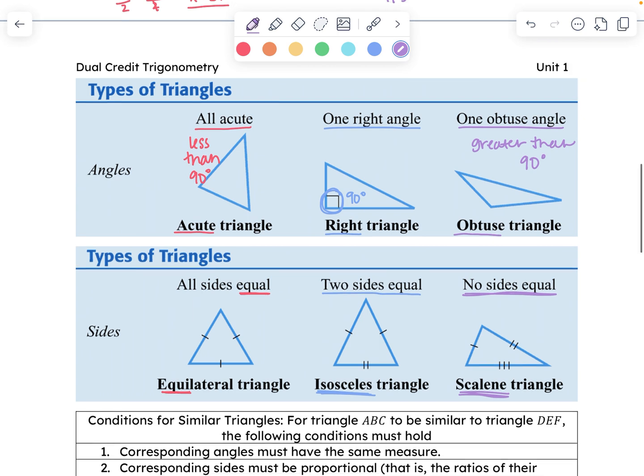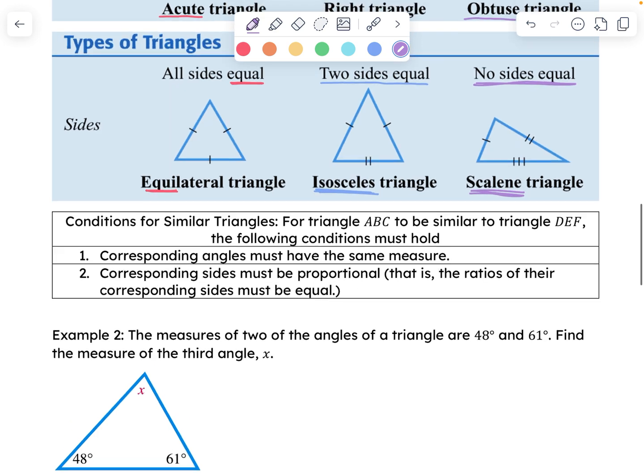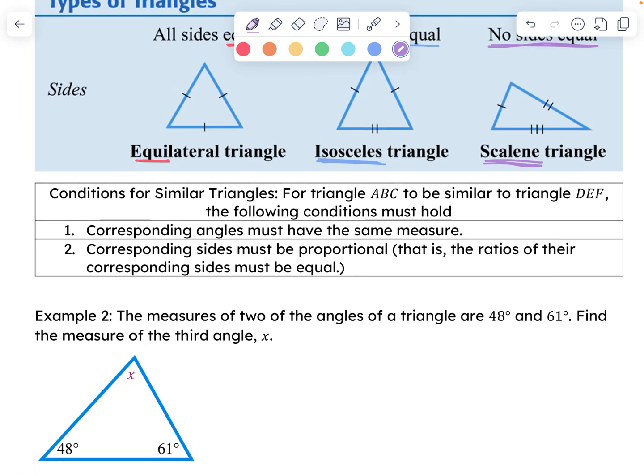Okay, then another thing that's helpful to remember about triangles is our conditions for triangles to be similar triangles. So if I want to say that triangle ABC is similar to triangle DEF, then for it to be similar, the corresponding angles have to have the exact same measures. So like A would have to be the same as D, B the same as E, and C the same as F. But the corresponding sides just must be proportional. So that means the ratio of their corresponding sides has to be equal.